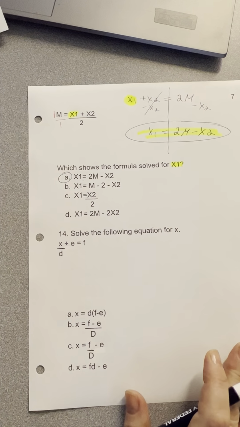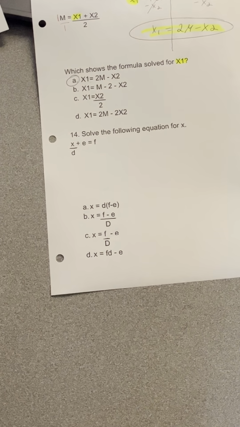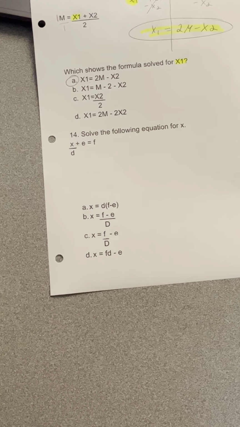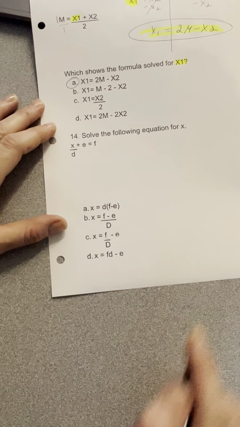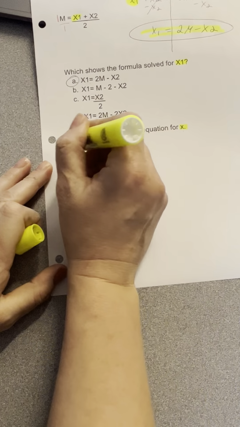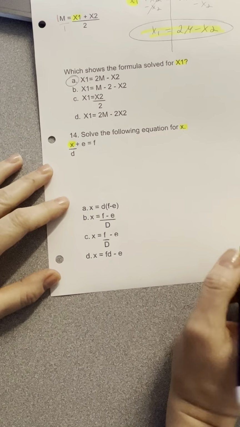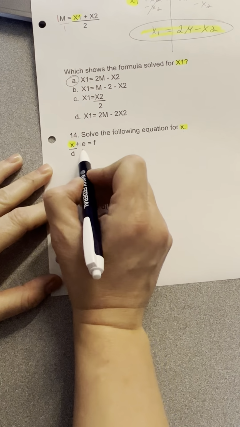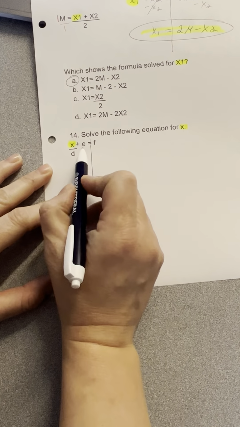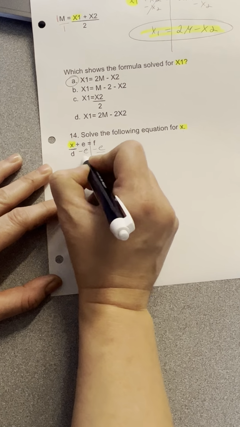All right, number 14, we have 2 more left. And then we're gonna go to Desmos to check some of our previous problems. Okay, so here they want us to solve for x. I'll highlight my x. That means I will not do anything with that till the end. So I'm gonna split my equation. I'm gonna look at the e. Opposite operation minus e.